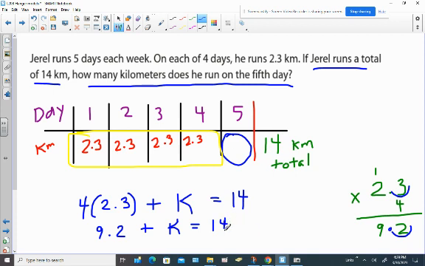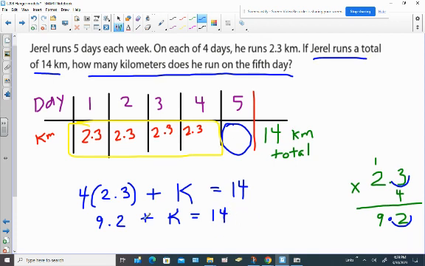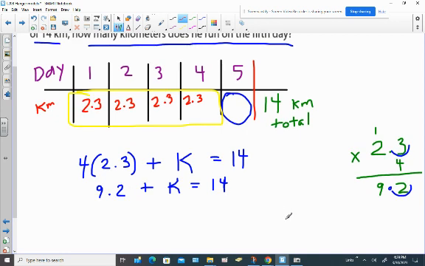So now we're going to apply our inverse operations because we're adding here, right? What's the opposite of adding 9 and 2/10 to a variable? It would be to subtract 9 and 2/10 from a variable. And we need to do that on both sides of the equation. Now, before we do, it's a good idea to rethink 14 as 14 and 0/10. Why? Because that way we can line up our decimals.